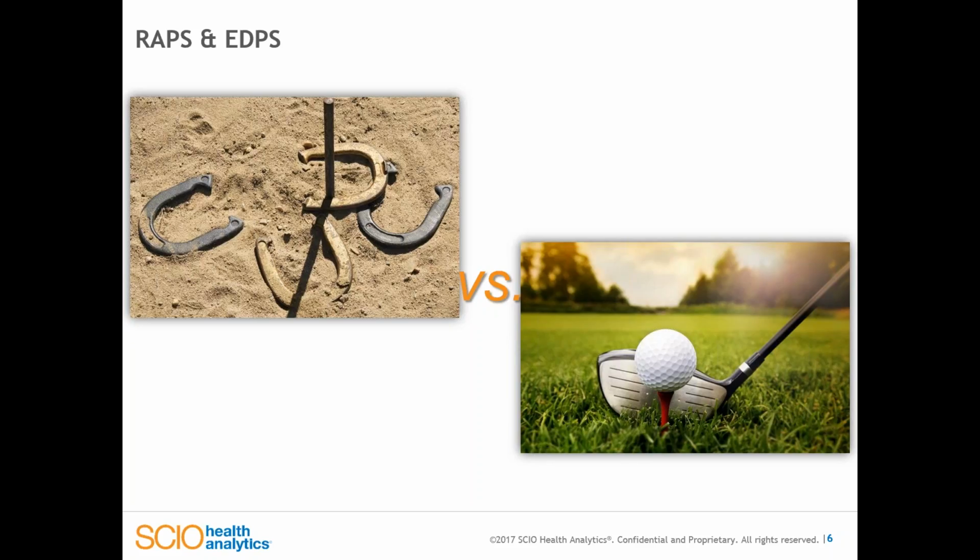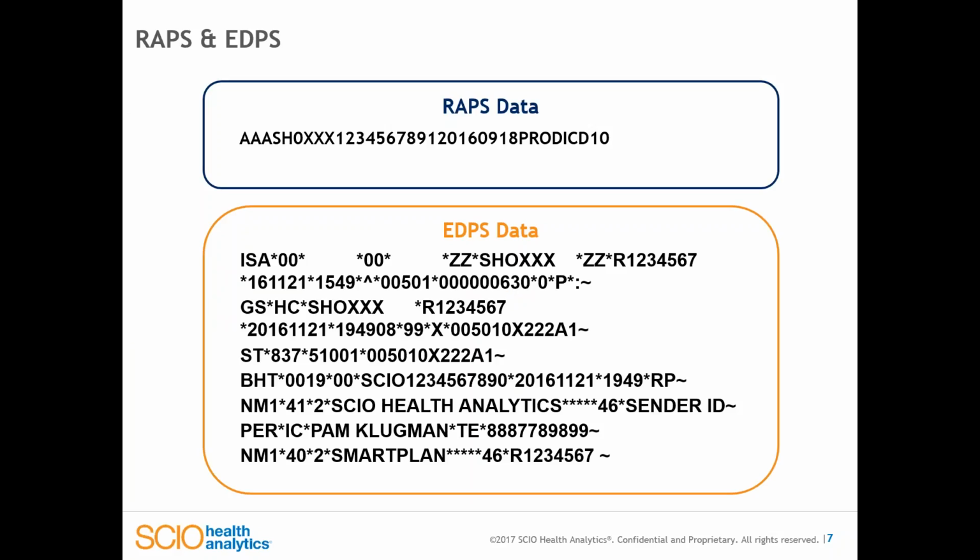So let's first take a look at what is the difference in format, just how different they are, and why you need to know the difference in the potential impact on your reimbursement. Here we illustrate, and this is just one line of RAPS, and not even the equivalent information in an EDPS data format. So with that one line in the RAPS data, you're able to take a look at the record ID, transaction date, file type, submitter ID, is it prod or test, what diagnosis are you using, ICD-9 or 10. All of that is contained in that one line.